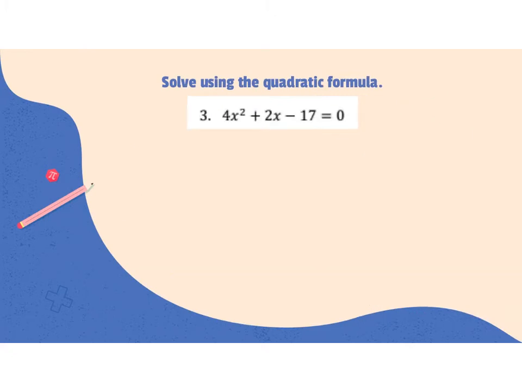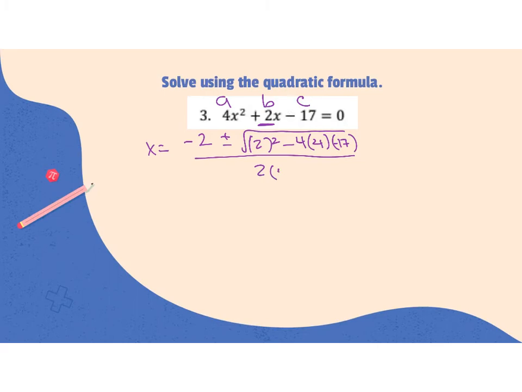All right, let's try the next one. So I have a being 4, b being 2, c being negative 17. So when I plug it in, it looks like this. X equals the opposite of b, negative 2. Again, b is positive 2, so the opposite of b would be negative 2. Plus or minus the square root of b squared, 2 squared, minus 4 times a, which is 4, times c, which is negative 17. All divided by 2 times a, which is 4.